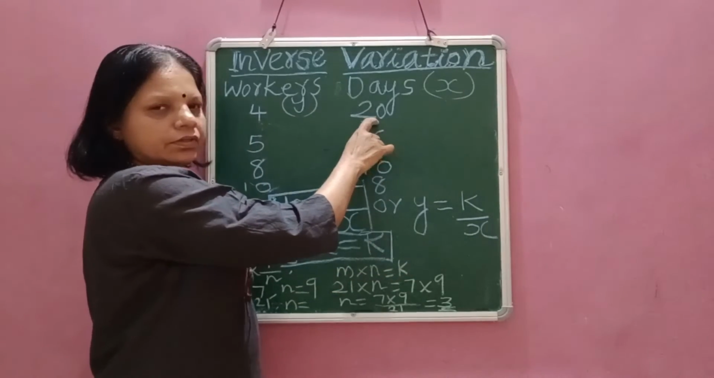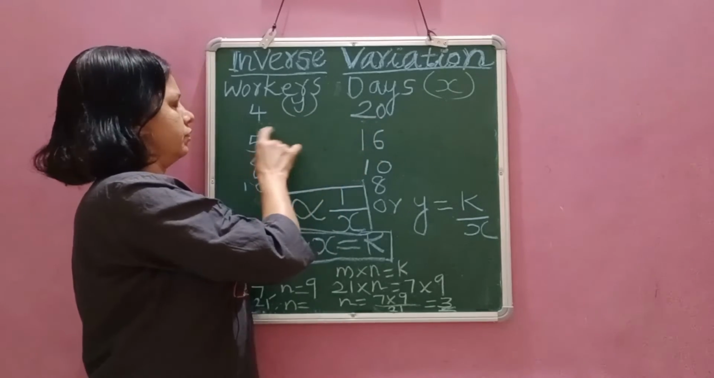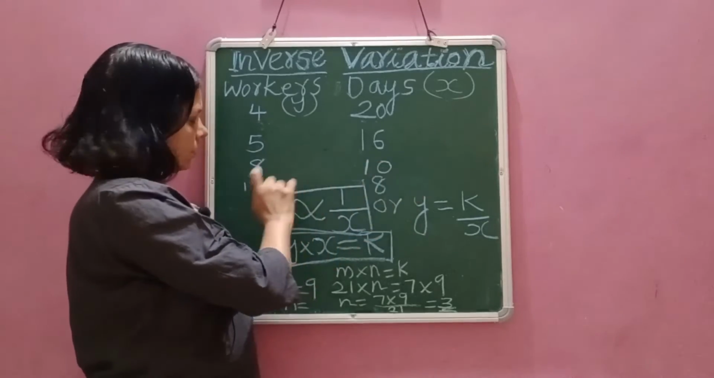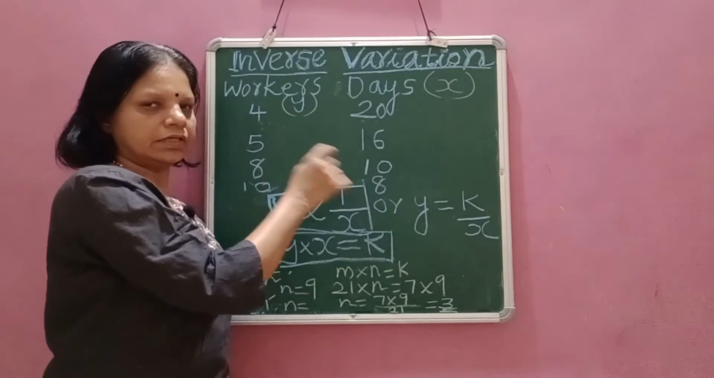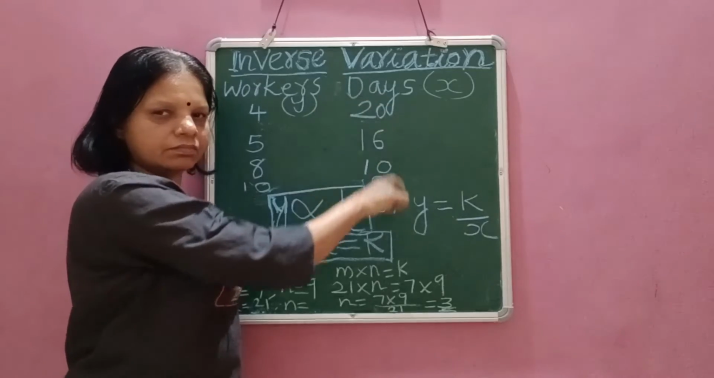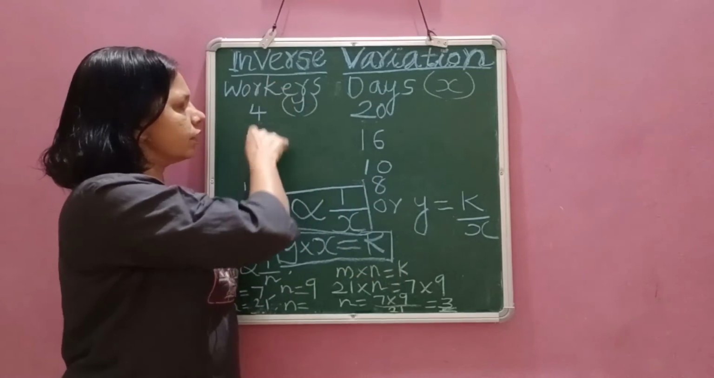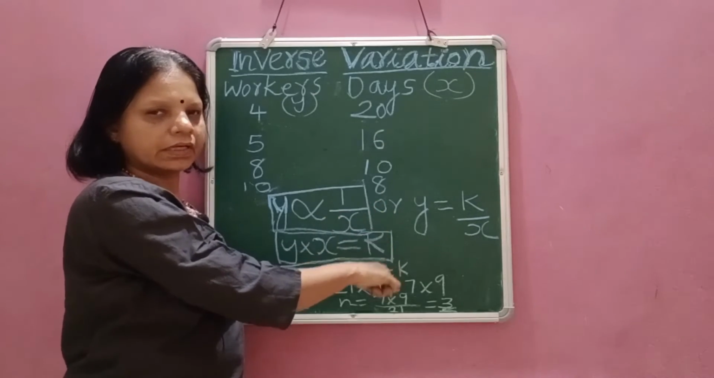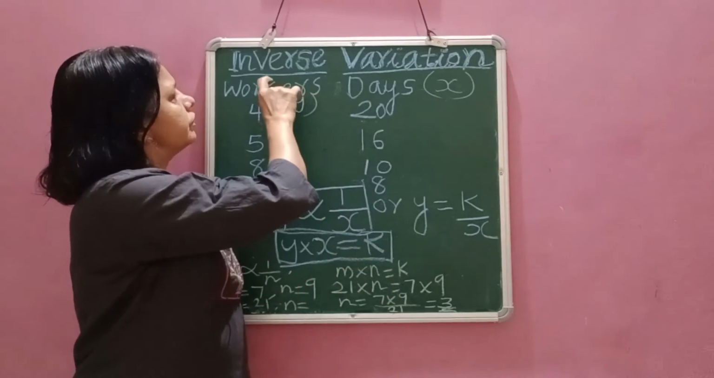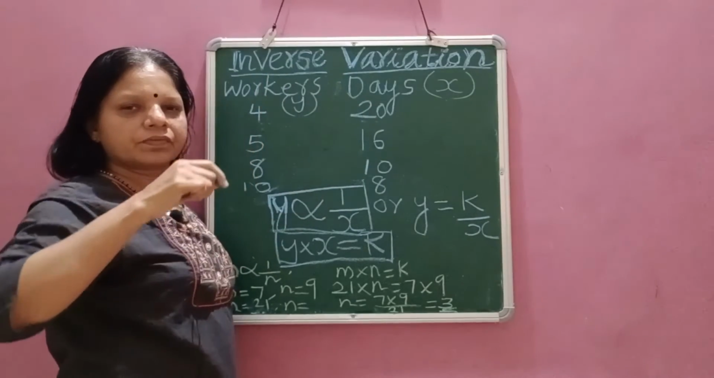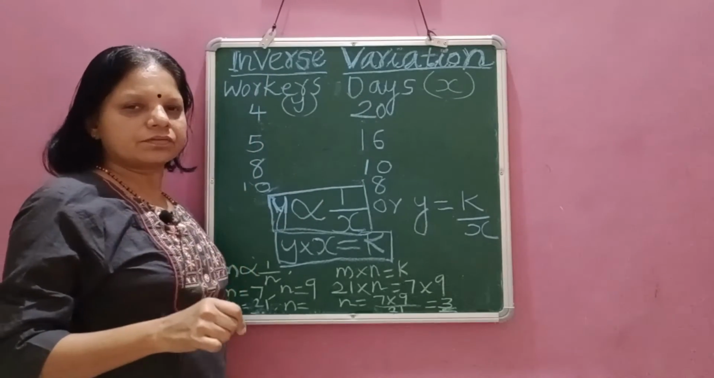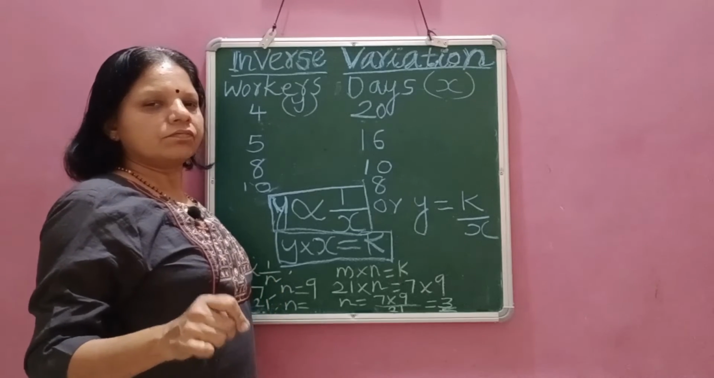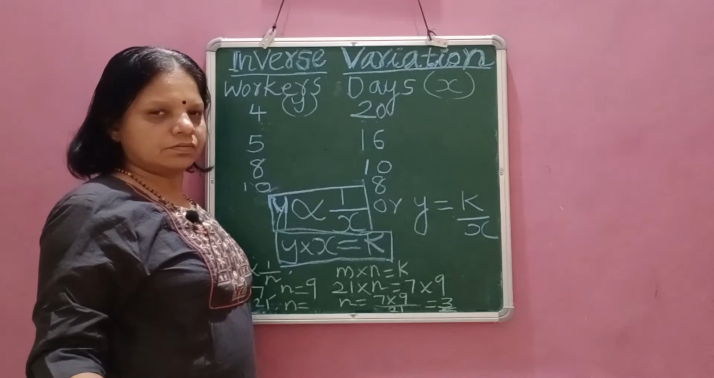4 into 20 is 80. 5 into 16 is 80. 8 into 10, 80. 10 into 8, 80. That is why I told in the same order it is decreasing. How it is increasing, in the same order it is decreasing. So in the case of inverse variation, the relation between the quantities is that the product of the two quantities will be a constant.